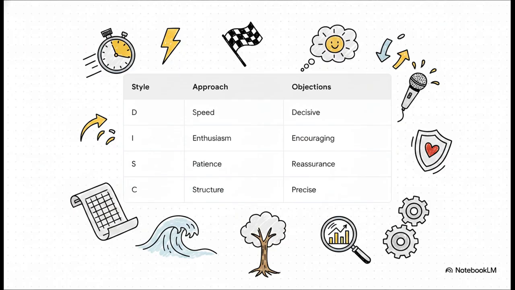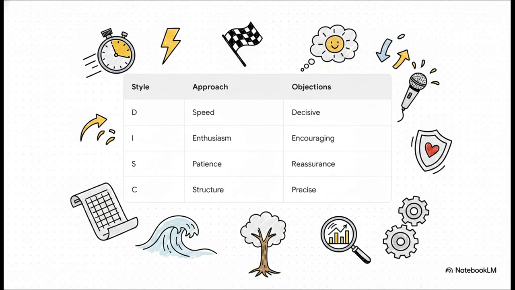Once you've pegged their style, this matrix is basically your ultimate cheat sheet. Dealing with dominance, adapt with speed and brevity, and handle objections by offering decisive, quick solutions. If they're influence, bring that enthusiasm and storytelling, and tackle objections by optimistically reframing their concerns. Got a steadiness style? Patience is key. Offer calm guidance and reassure them by proving long-term stability to create emotional safety.